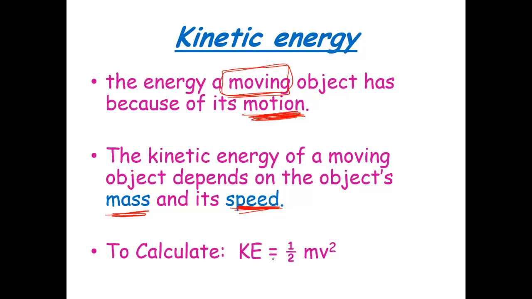So to calculate kinetic energy, kinetic energy is equal to 1/2 mv squared. And I do not have a problem if you want to imagine that this formula is kinetic energy equals 0.5 mv squared, if you don't like fractions. Either way, okay? There's your formula. Alright, so let's give this a little whirl here.